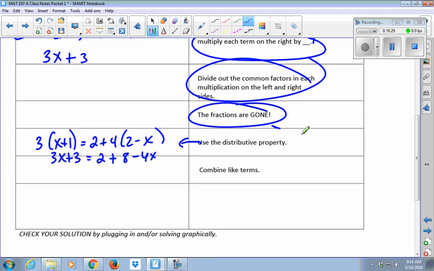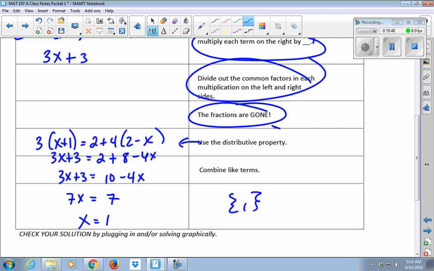Now we're going to combine like terms. There aren't any on the left-hand side. And on the right side, we have 10 minus 4x. Okay, we add 4x to both sides. We get 7x. We subtract 3. We get 7, and x equals 1. And there's our solution set.